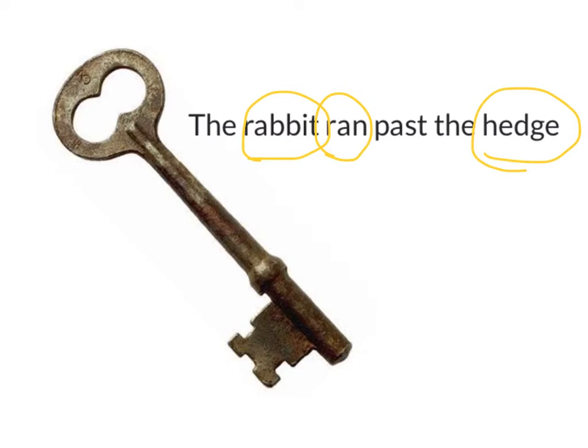The words the, past, and the again, they're not that important. They're just joining those other three words together. So the key words in the sentence are rabbit, ran, and hedge.